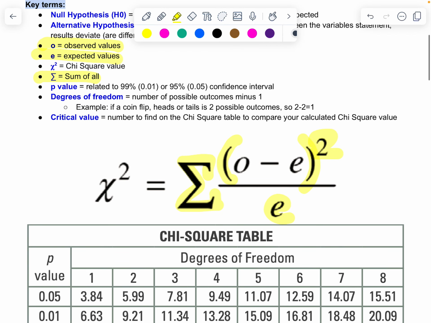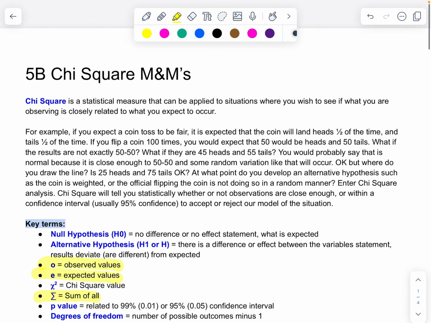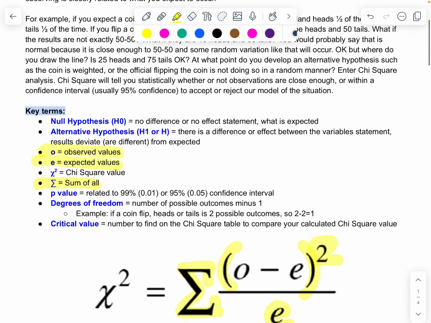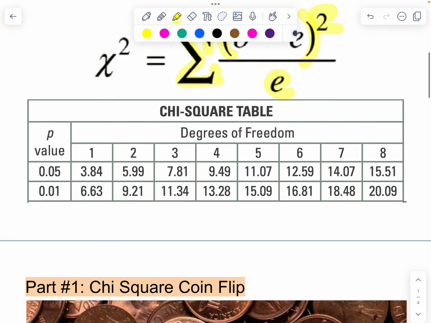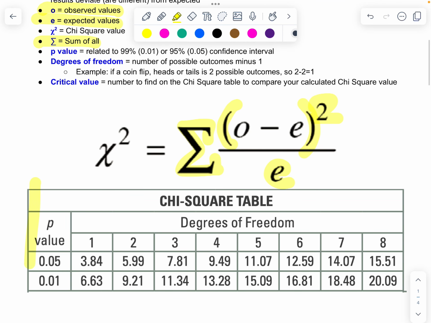I think the best way to explain this is to walk through a few different examples. The first example is going to be a coin flip. And we'll use this chi-square table at the end of our calculations to make a conclusion, okay?